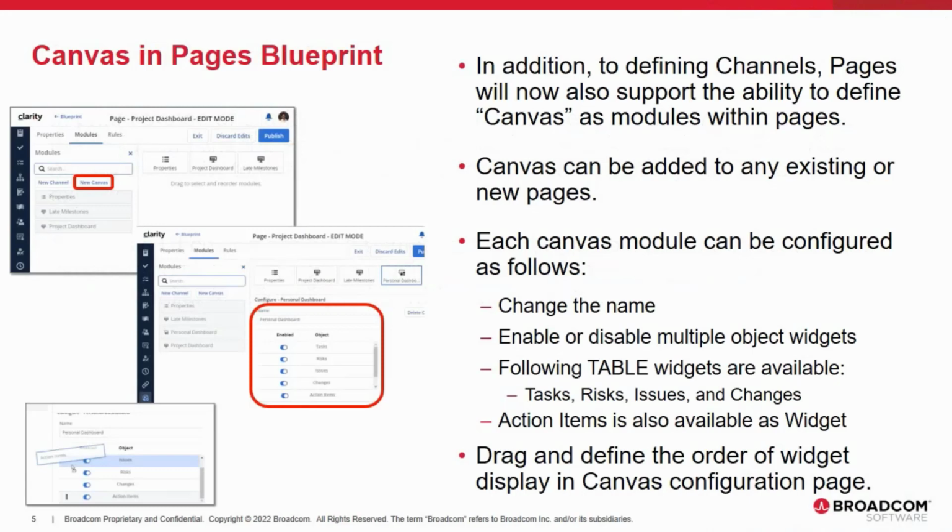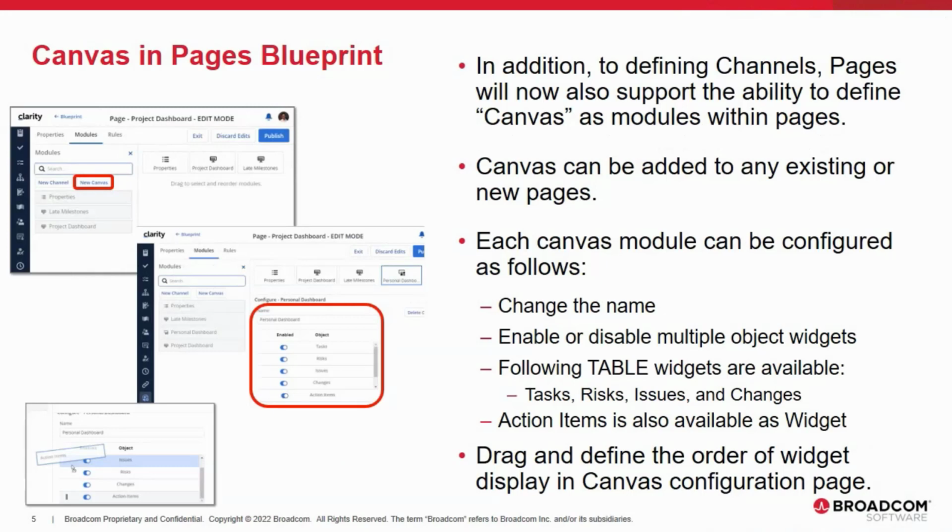Starting 16.0.2, customers can now define canvases within a page blueprint in addition to channels. Canvas can be added to any existing or new pages. And when a canvas is configured, the following things can be done within that canvas. A unique name can be given to that canvas. The admins can enable or disable the different widgets that can be configured within that canvas.